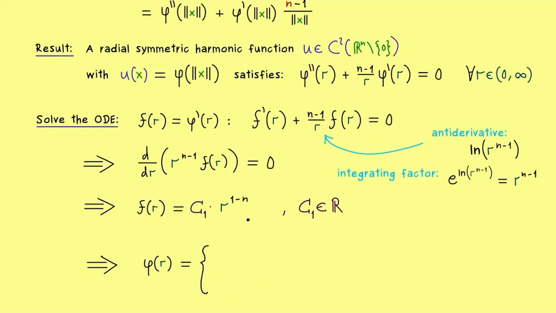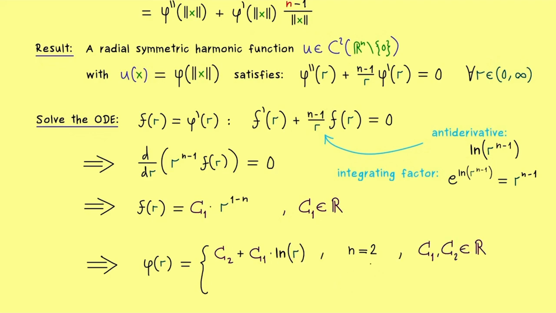You can see that in the formula of our function, because the case n is equal to 2 gives us the function 1 over r. And there we already know integrating that gives us the natural logarithm function. Hence, in this special case, we have c2 plus c1 times ln of r.